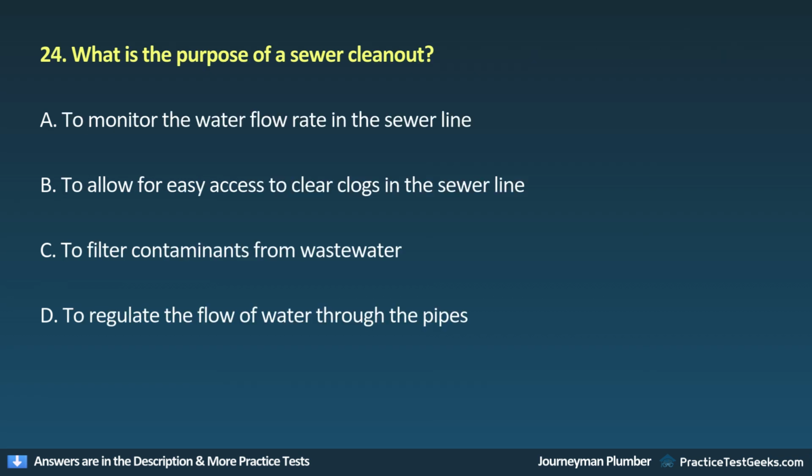24. What is the purpose of a sewer cleanout? A. To monitor the water flow rate in the sewer line. B. To allow for easy access to clear clogs in the sewer line. C. To filter contaminants from wastewater. D. To regulate the flow of water through the pipes.